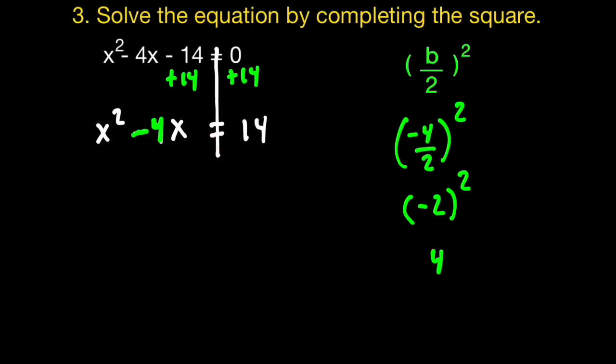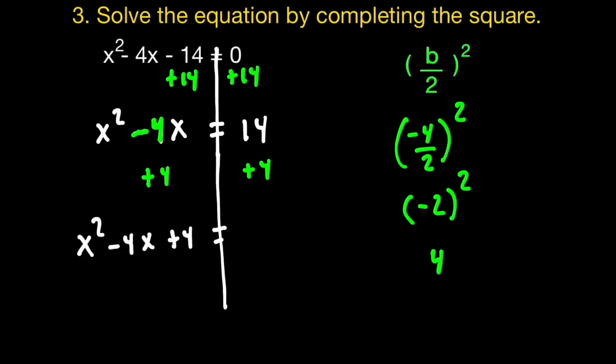So in order to complete the square using these two terms, I'm going to need to add 4. But because we have an equation, I need to add 4 to both sides. So here we get plus 4 and plus 4. On the left, I'll have the perfect square trinomial x squared minus 4x plus 4. And on the right-hand side, the 14 plus the 4 is going to give me a positive 18.